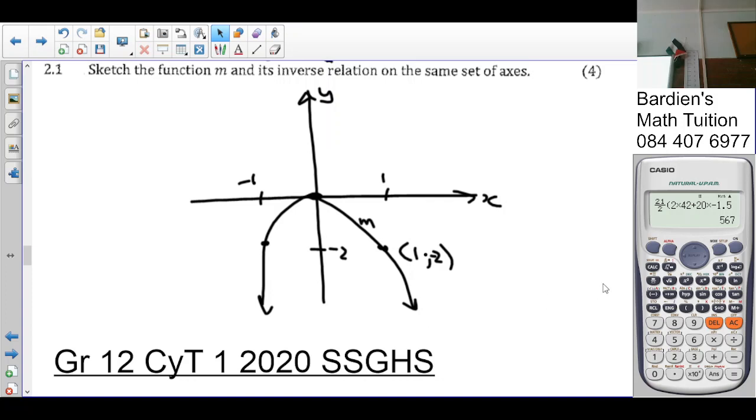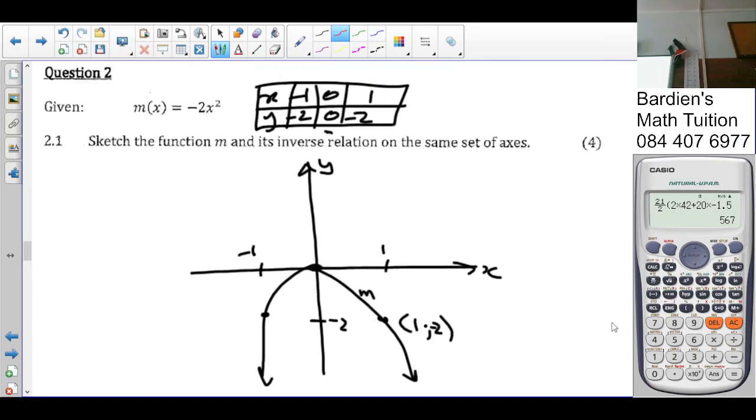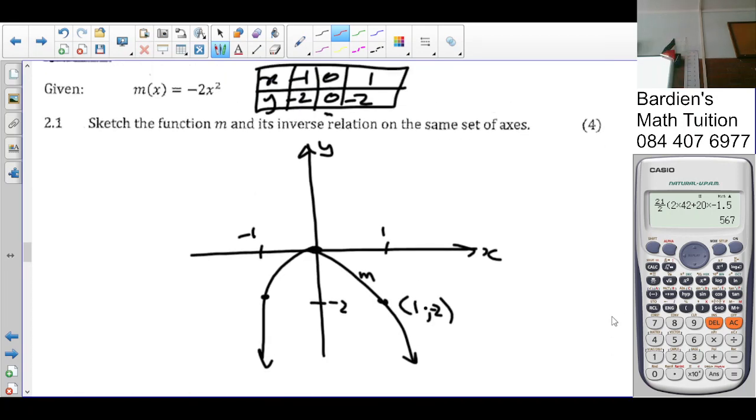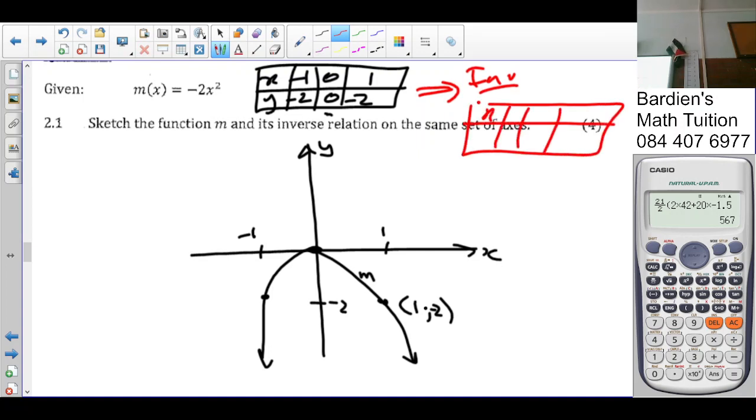When we look at the inverse function, we interchange the x and y values. Which means your inverse relation is not going to pass the vertical line test. So for the inverse, we interchange x and y. So minus 1, 0 and 1 becomes minus 2, 0 and minus 2.